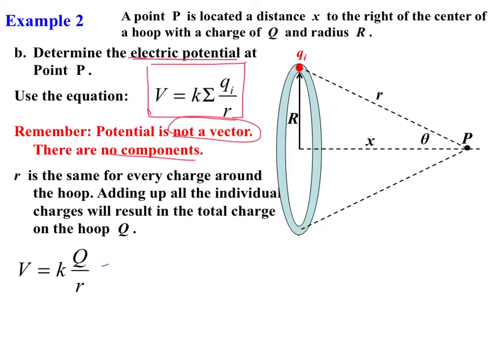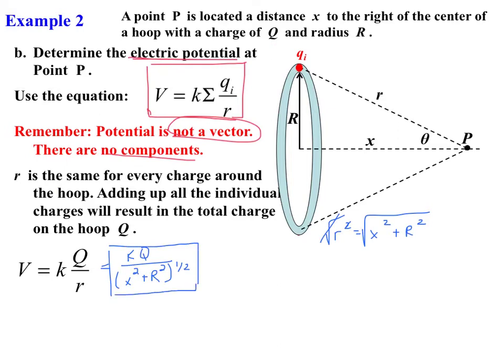But remember that little r cannot be used in our final equation. So we're going to use the same equation that we used earlier. Namely, x squared plus R squared is going to replace our little r. So here we have x squared plus R squared. And again, we're replacing r, not r squared. So we're going to write this to the 1/2 power. And this is our potential at point P, a distance x away from our hoop.